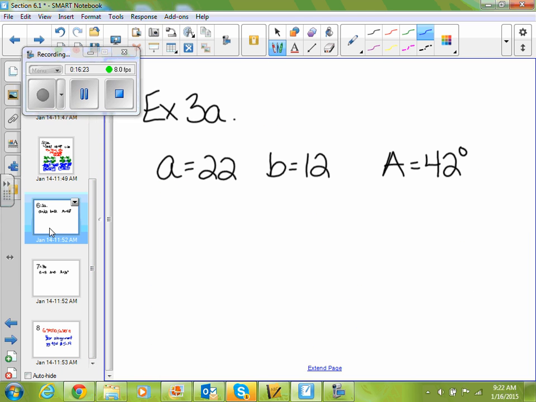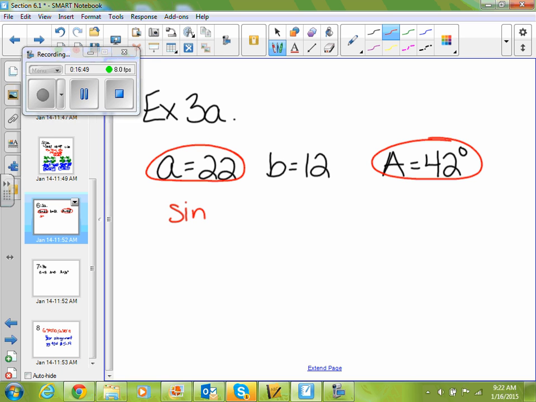Alright, if we look at our last couple, on example 3a, we're given a equals 22, b equals 12, angle A equals 42. So we're only given one angle, so we can't find our other two angles using our normal solution of just adding up our angles to 180. So we're going to go straight into law of sines. I have my side and my angle for A. So I'm going to use sine of A over A as my constant.